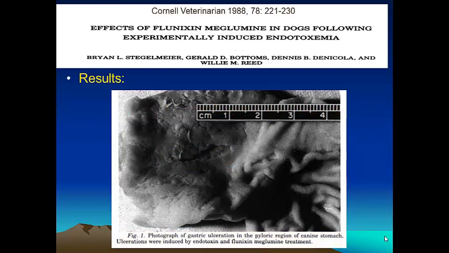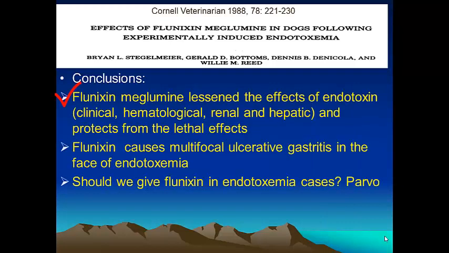So the conclusion from this study that we can draw is that the flunixin is lessening the effects of the endotoxin in terms of the clinical signs, the hematological changes, and the renal and hepatic function, and is also obviously protecting from the lethal effects of the endotoxin. Obviously, all of these are beneficial effects. By contrast, the side effects are that it will cause the gastric ulcers in face of an endotoxemia, which is obviously an adverse or detrimental effect.